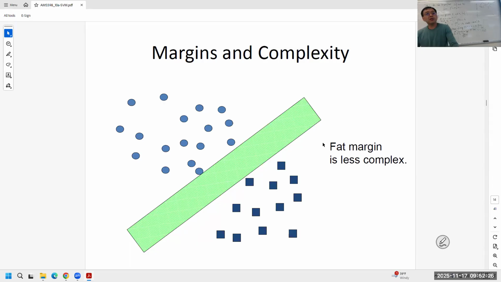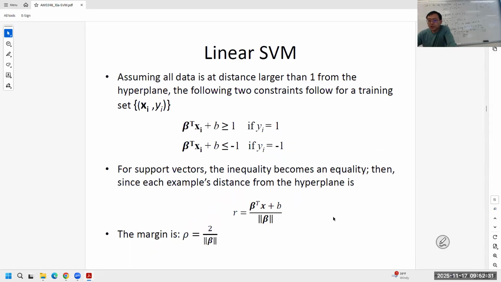Now the question is how. Right now, this is all based on intuition, more like a description of the properties, the things we want to have. In the next few slides, we try to formulate our intuition into equations, and then, using those equations, make it into an optimization problem and solve it.